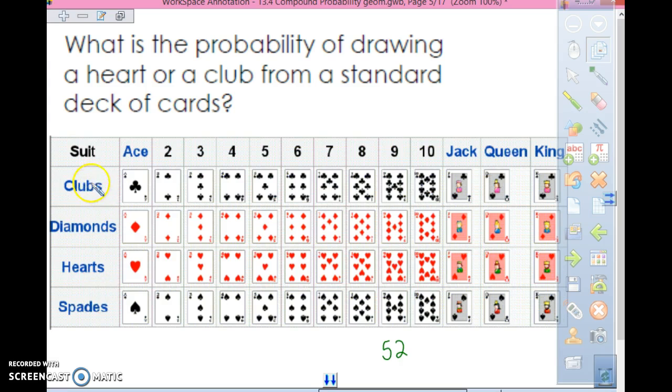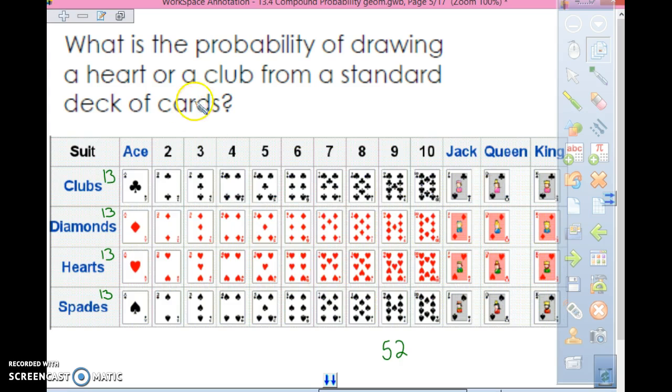With a deck of cards, there are different suits. We have 13 clubs, 13 diamonds, 13 hearts, and 13 spades. In the deck there are 4 aces, 4 twos, and so on. So each one of the cards is shown in the diagram.